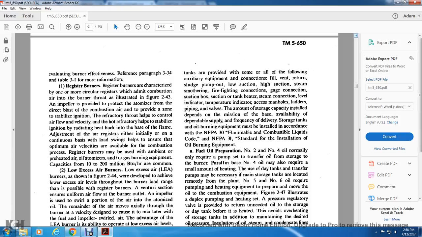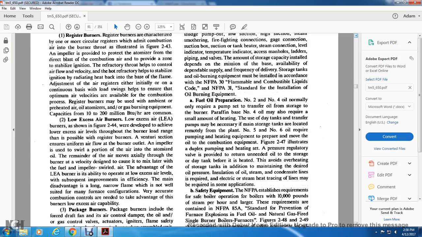The amount of storage capacity installed depends on the mission basis, the availability and dependability of supply, and the frequency of delivery. Oil burning equipment must be installed in accordance with NFPA 30, the Flammable and Combustible Liquids Code, and NFPA 31, the Standard for Installation of Oil Burning Equipment.